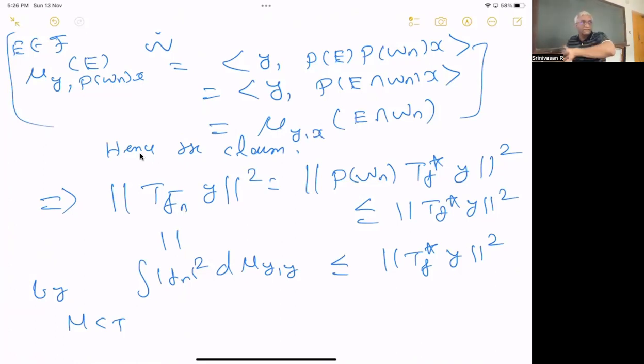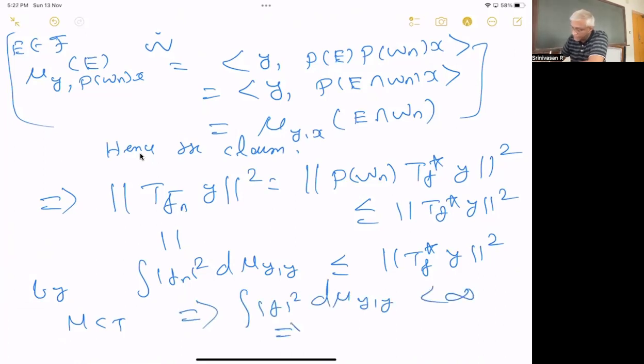It's for positive measure, so you can take that for any functions, any sequence of increasing functions. If one side is infinity, the other side is also infinity. But these things are bounded by this. This is not infinity. So by MCT, we get that the integral of mod f squared d mu y is finite. That's what we want.